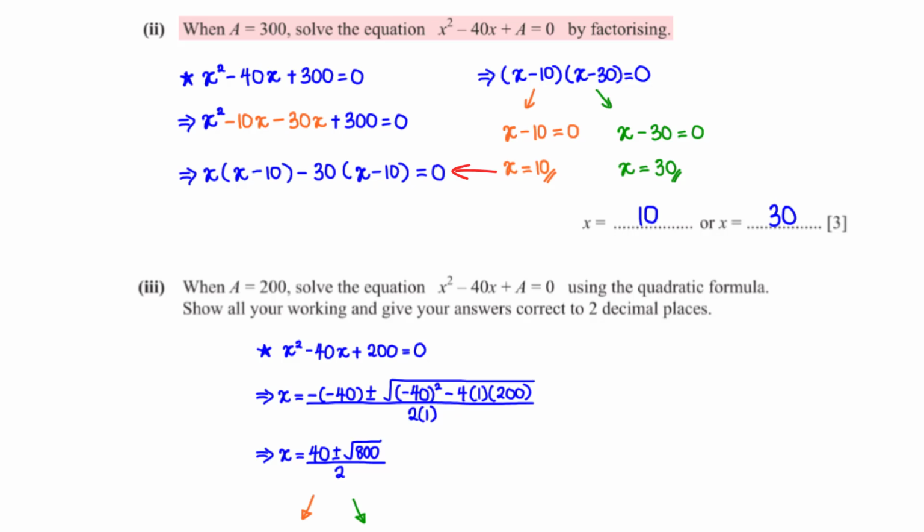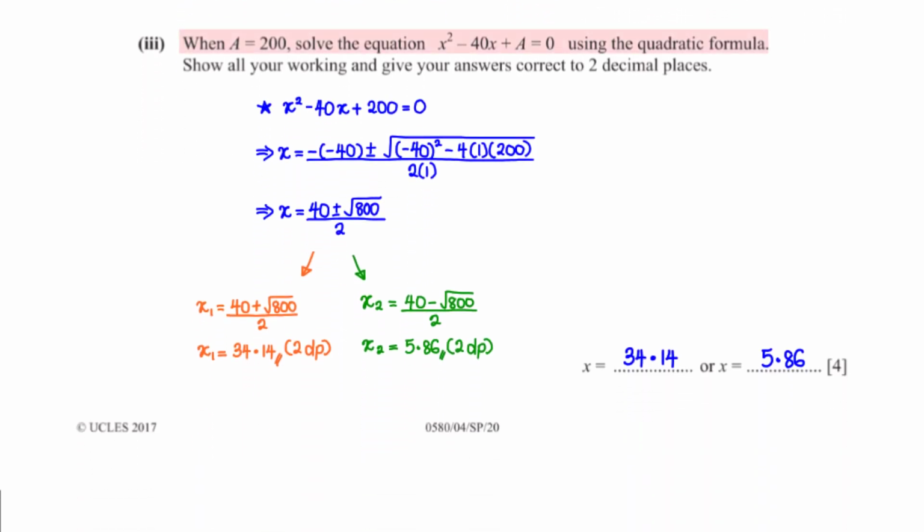This can be rewritten as x minus 10 times x minus 30 equals 0. When we equate x minus 10 to 0, we get x equals 10. And when we equate x minus 30 to 0, we get x equals 30.